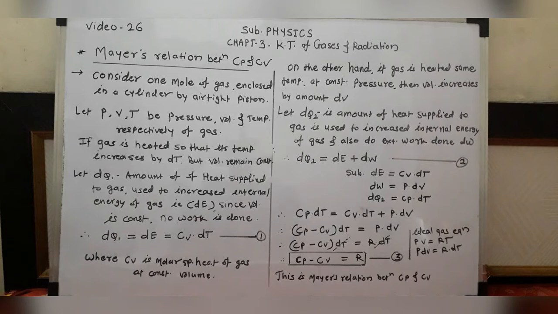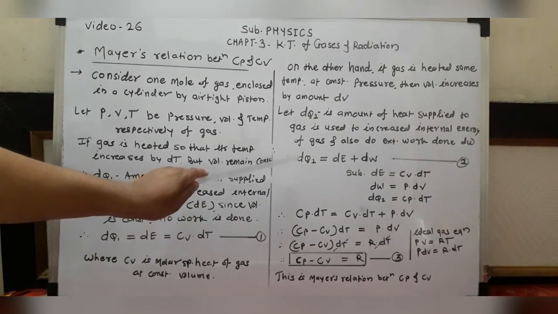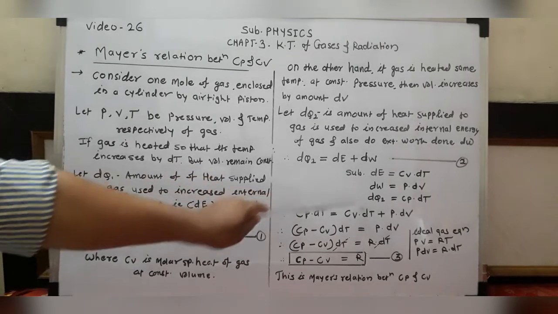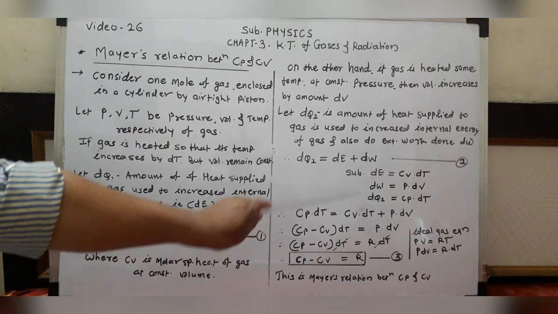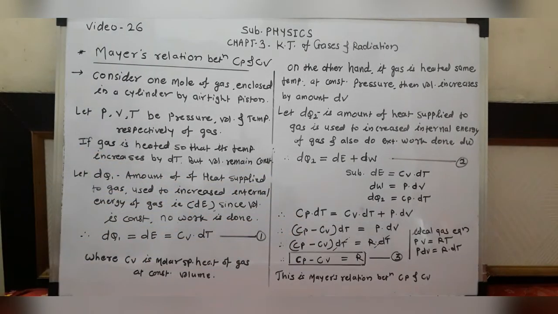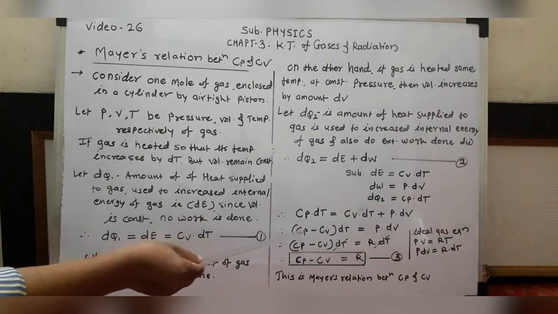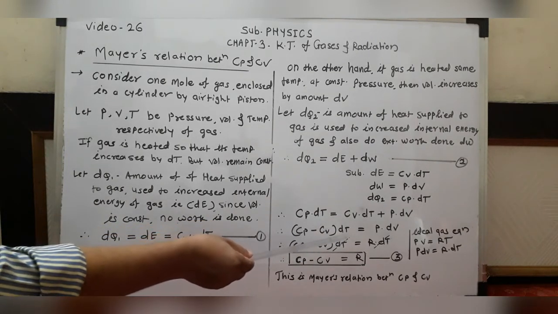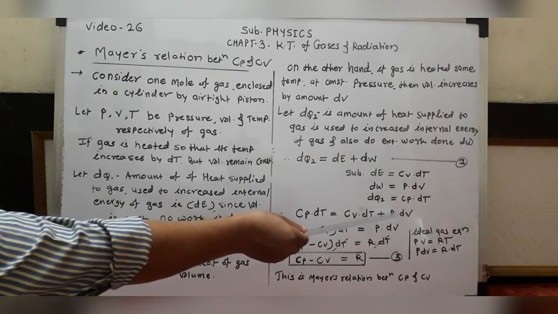Substituting all these values in equation 2, we get, instead of dq2 Cp dT, instead of dE Cv dT, and instead of dW P dV. Then taking Cv dT to this side, Cp minus Cv, with common factor dT, into dT is equal to P dV.